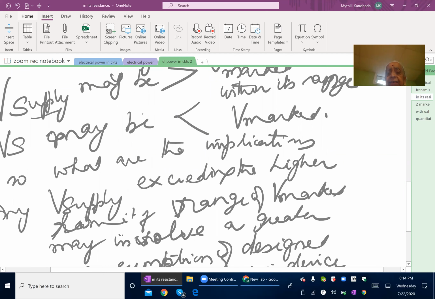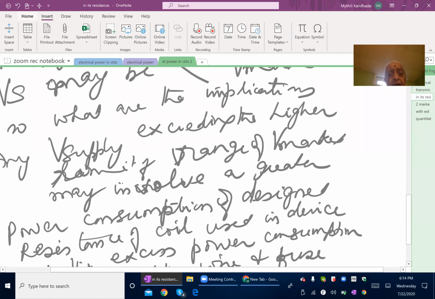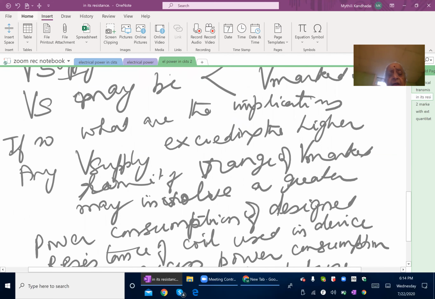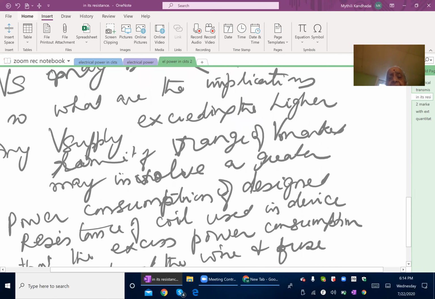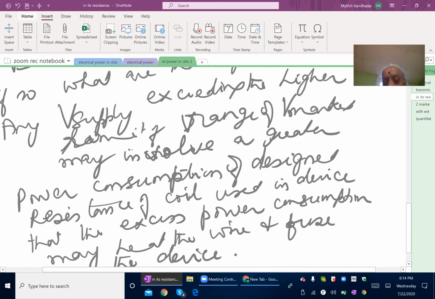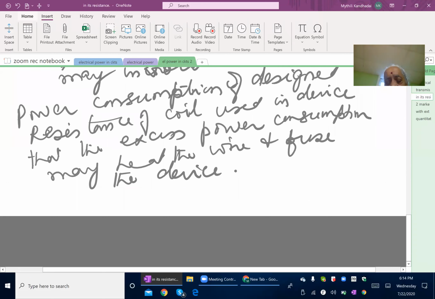So, what are the implications of exceeding the higher voltage? If V supply exceeds the higher limit of V marked, this may involve a greater power consumption in the designed resistance of the coil used in the device, and that excess power consumption may heat the wire more than is necessary and fuse the device beyond our control. So the bulb will blow out.